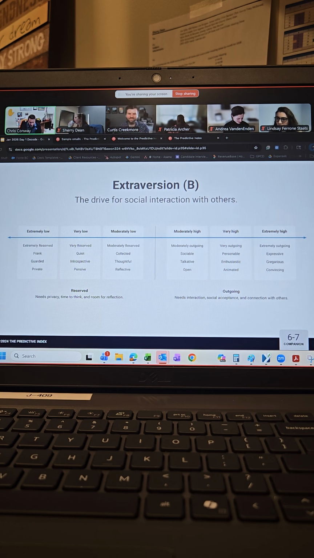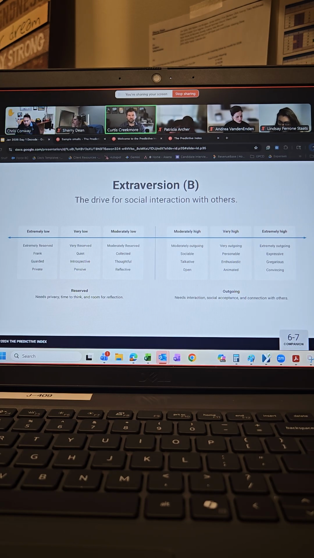I got very high on the extroversion, and I think that's about right. I'm pretty outgoing and personable. I need interaction, recognition, and acceptance. These are all true. Tell me I'm doing a good job. Tell me what I need to do better. And I may exhibit animated enthusiasm when I'm talking or trying to convince somebody of what I want to do.